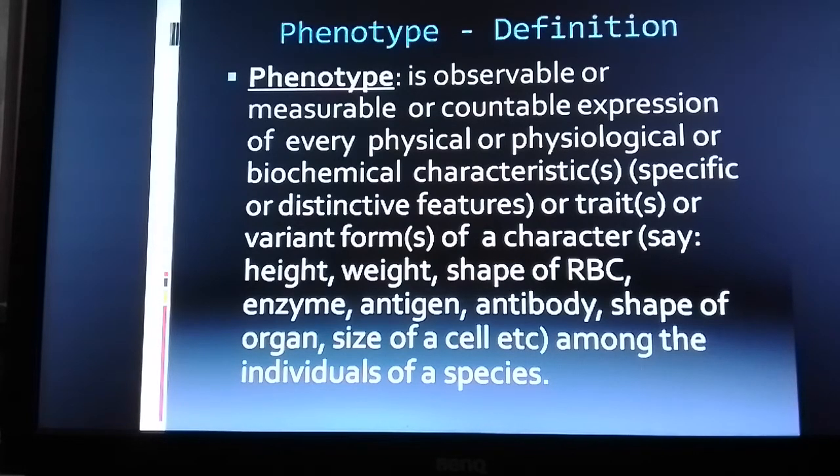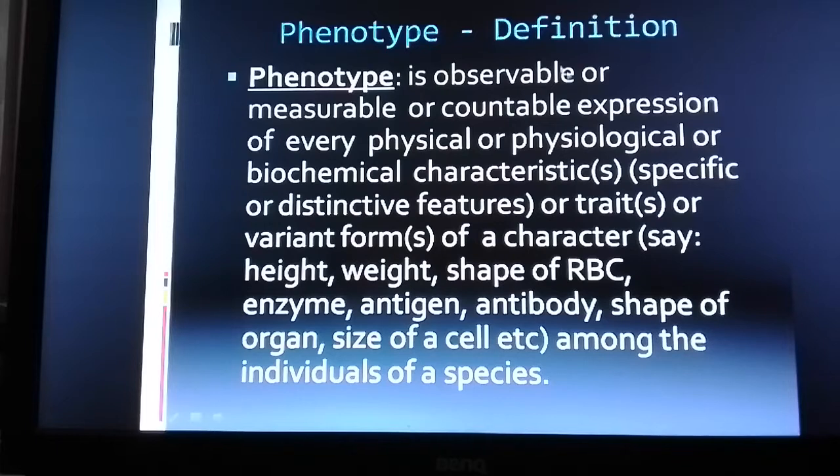Different types of cells are there, muscle cells, even here you see the blood cells, that way. Even the shape of cell, enzymes available in the cell, antigen produced, antibodies present, even the shape of organ among the different individuals of a population can be said as a phenotype.